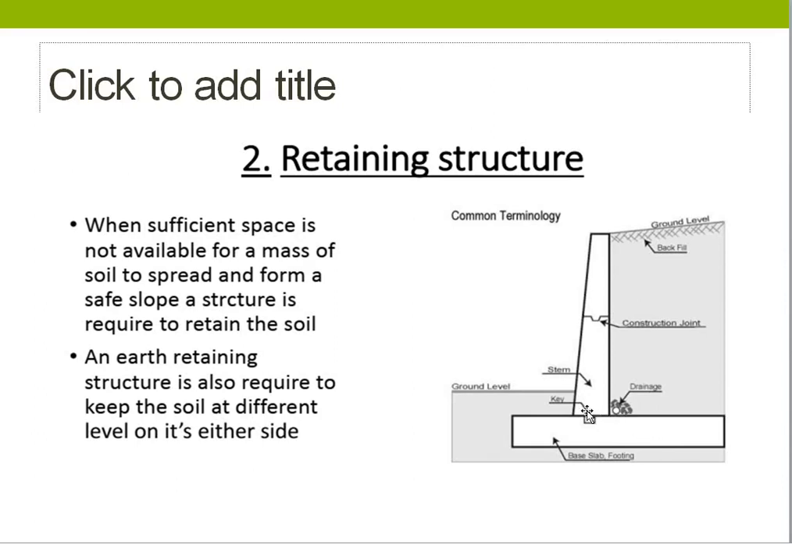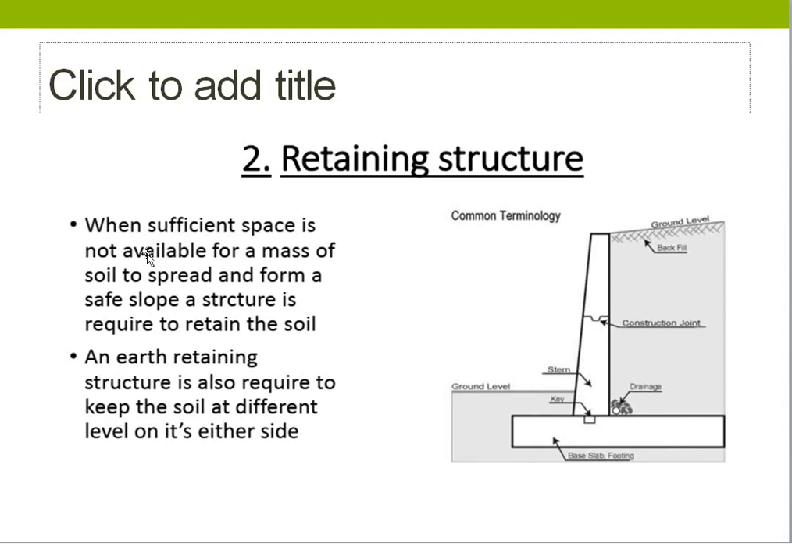This retaining structure in the inverted T shape may have soil at different levels on both sides. So as to retain the soil mass at this different level, we construct this retaining structure.